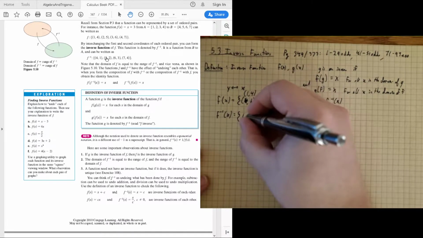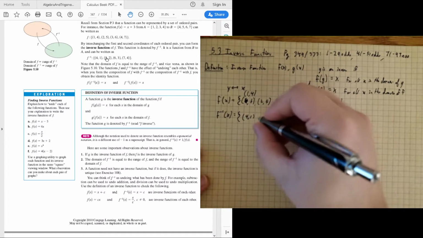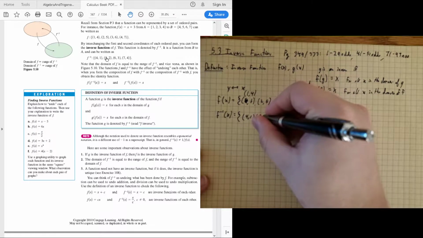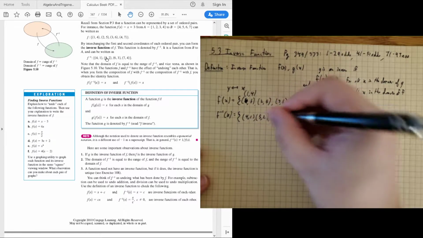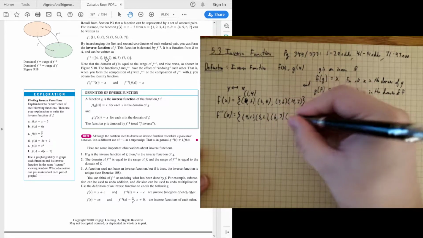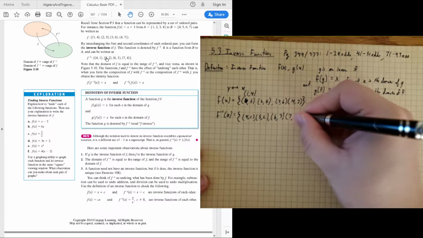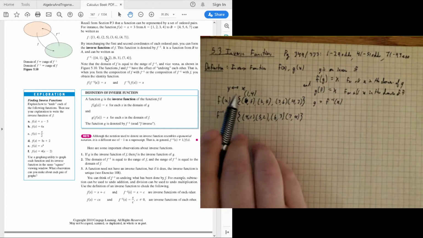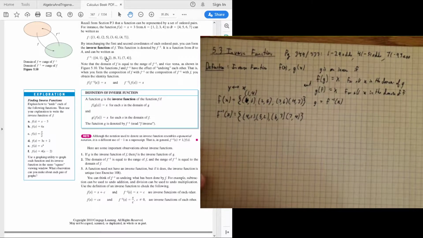So 1, 4 becomes 4, 1. 2, 5 becomes 5, 2. 3, 6 becomes 6, 3. 4, 7 becomes 7, 4. Every x and y become interchangeable.